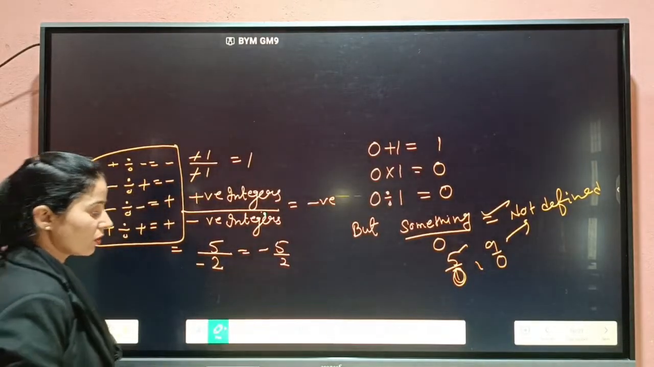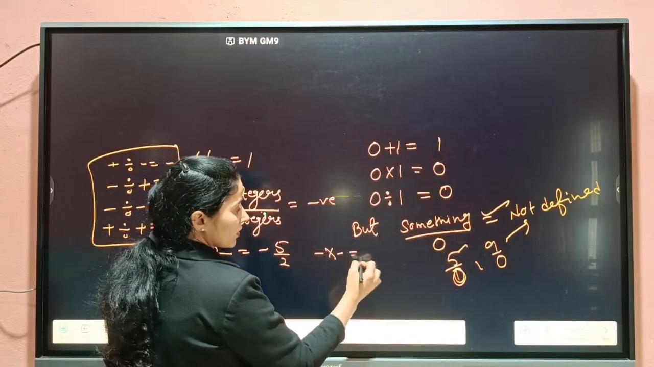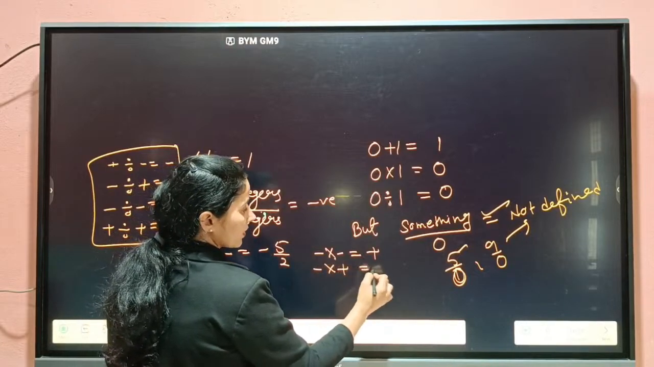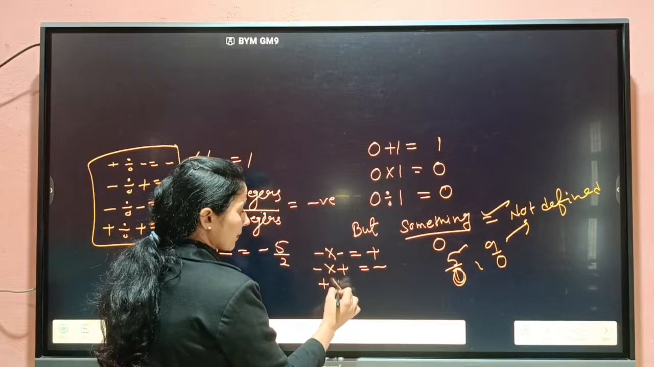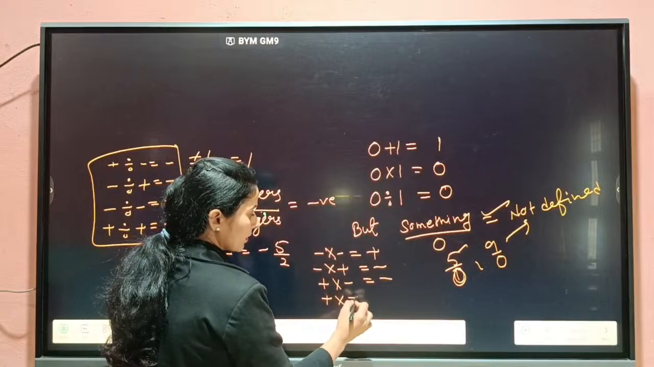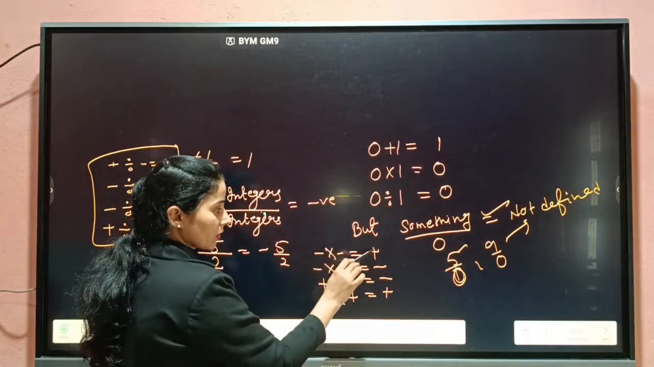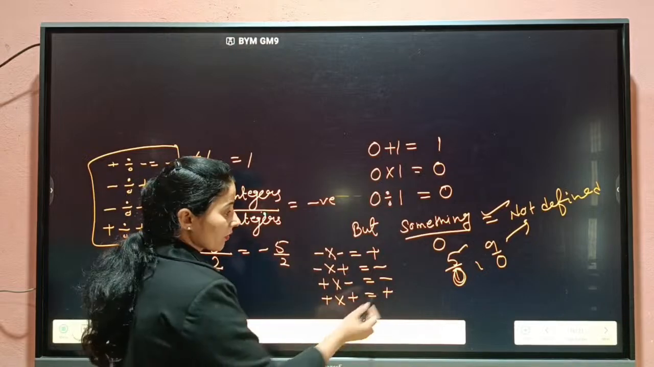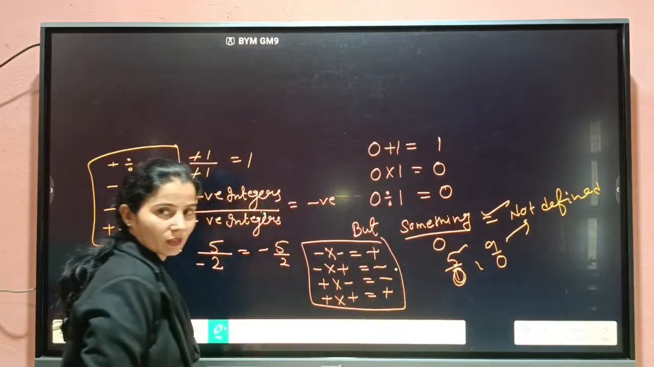And in case of multiplication, minus multiplied by minus, the answer is plus. Minus multiplied with plus, the answer is minus. And plus multiplied with minus, the answer is minus. Plus multiplied with plus, the answer is plus. The product of two negative integers is positive. The product of one negative and one positive integer will be negative, and the product of two positive integers will be positive.